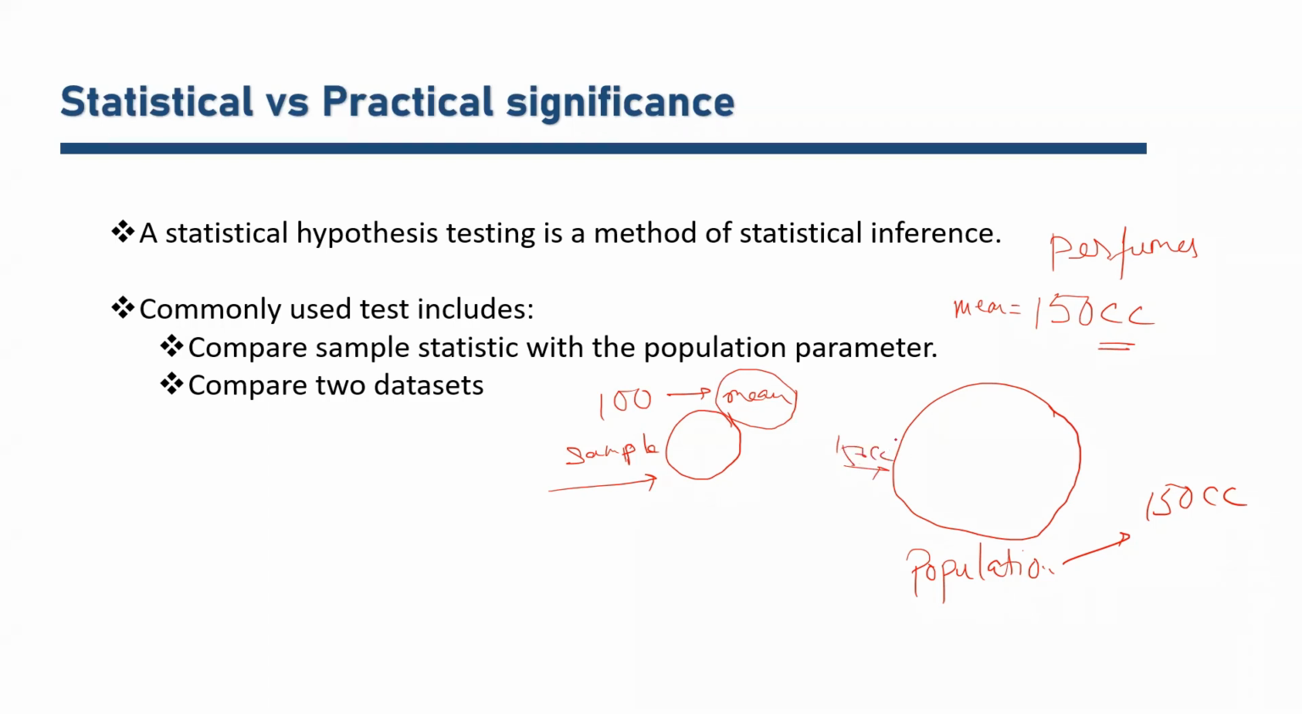In addition to hypothesis testing, we will compare two sets. For example, we have two machines, and both of these machines are producing perfume bottles of say 150 cc volume, right? We want to check whether the volume in both these machines is similar or not. These are some of the common things which we will do in hypothesis testing, right? So these are the types of analysis which we perform when we say statistical versus practical significance, right?